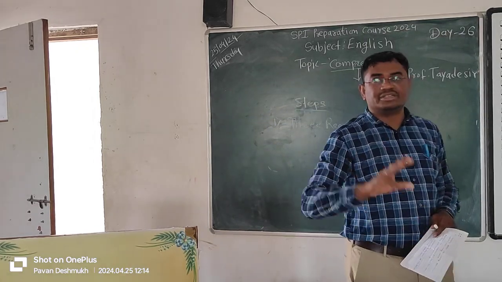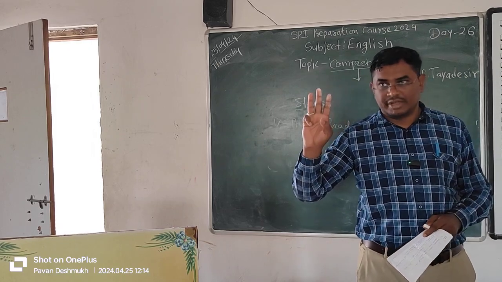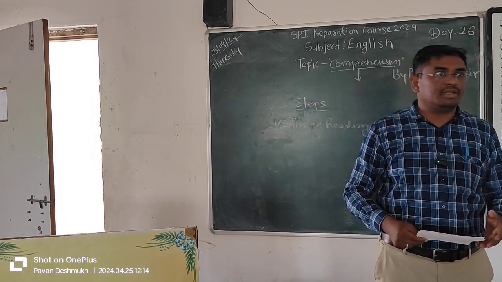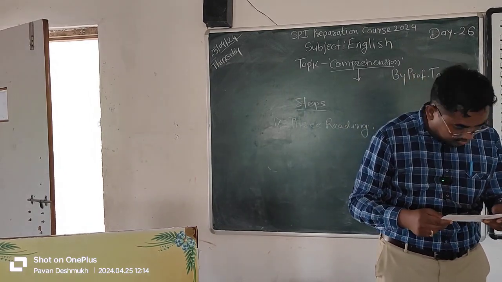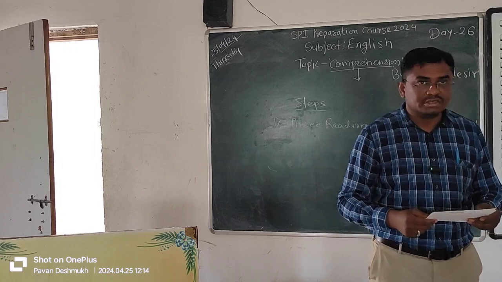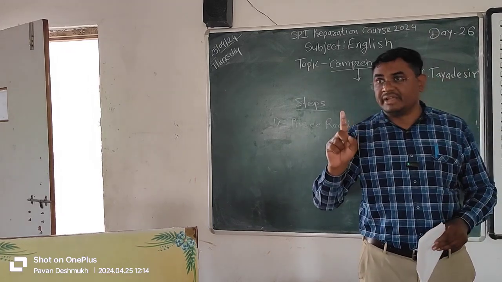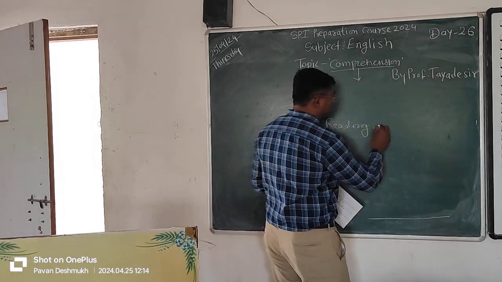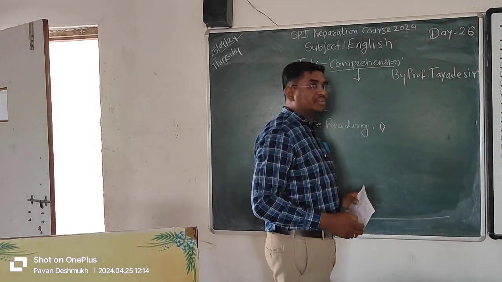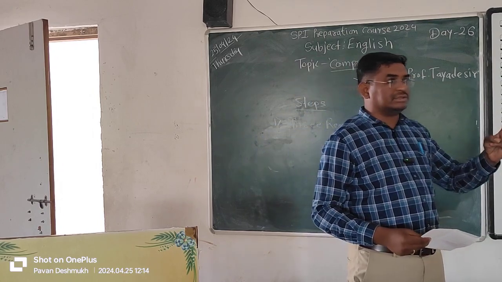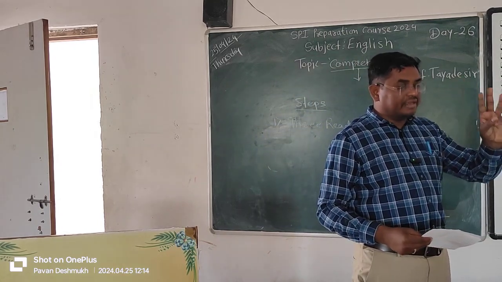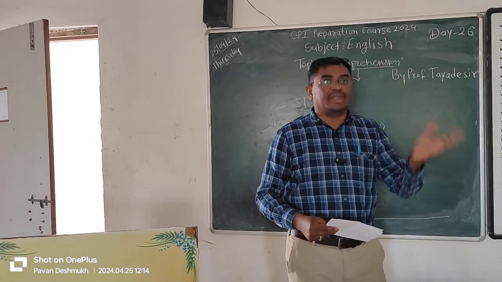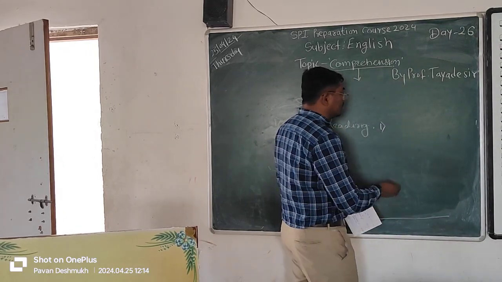You have to read out the passage 3 times. Sir told me I have to read it 3 times. First time, second time, third time, but not in that way. In the 3 readings, I have distributed it into 3 parts. It is 3 time reading, but that reading is distributed in 3 particular ways. What are those 3 ways?